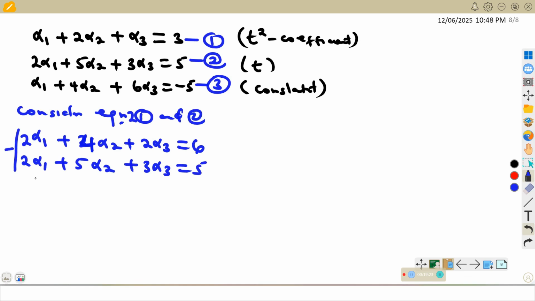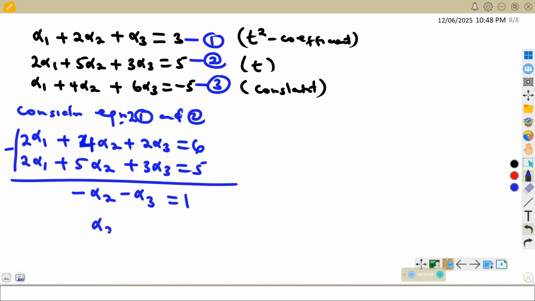So from here, let us subtract. When we do that, this will be negative alpha 2, negative alpha 3, which is equal to 1. So I can multiply through by negative, and I have alpha 2 plus alpha 3 is equal to negative 1. This will be equation number 4.